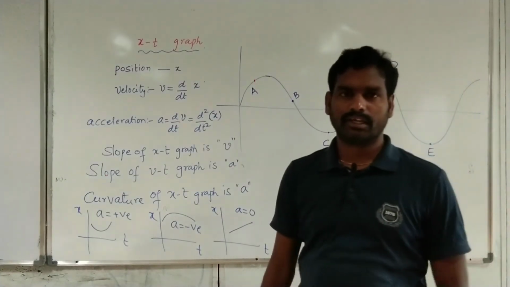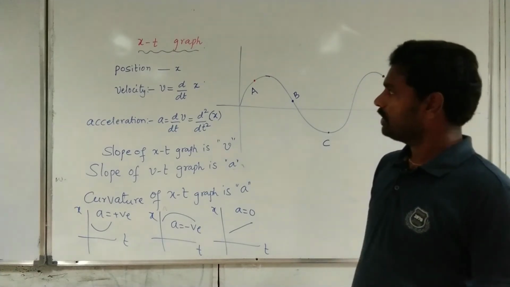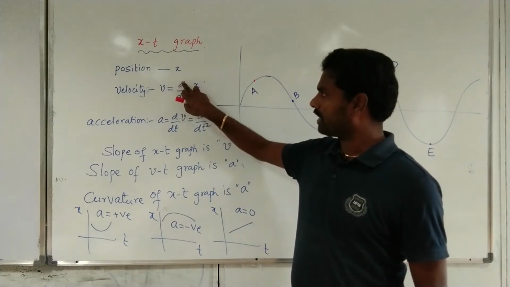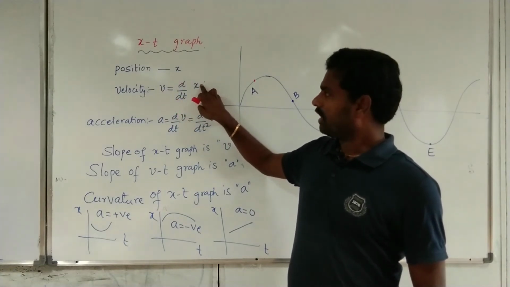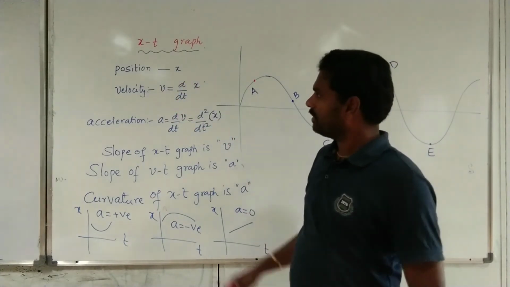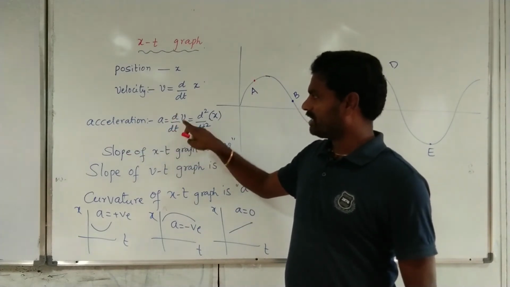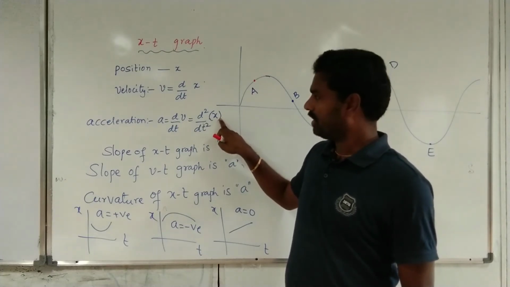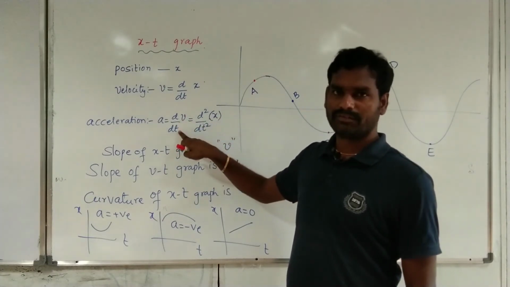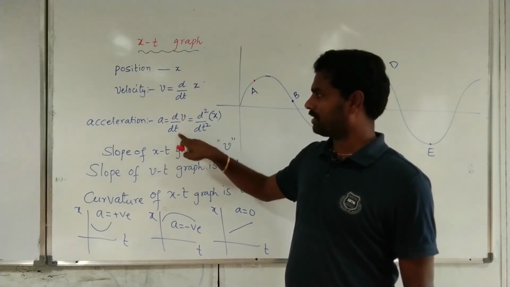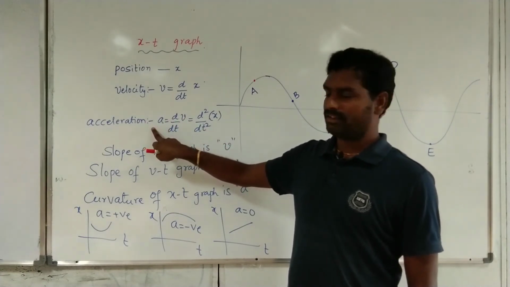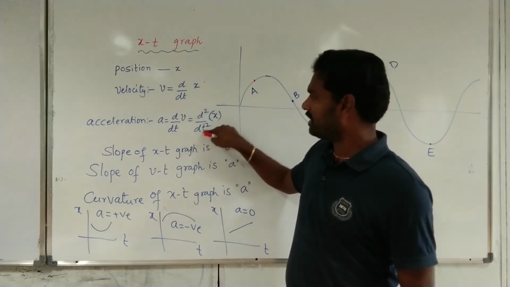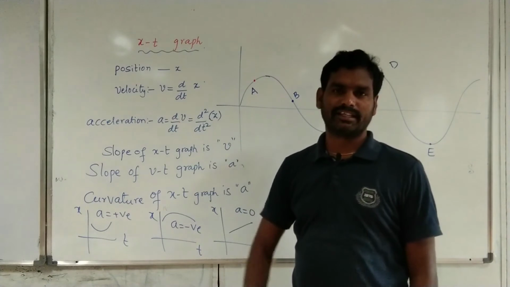Right, students, here we are going to give the final conclusions. We know already position is indicated with x, velocity v is the rate of change of position, or the slope of the x-t graph, and acceleration is the rate of change of velocity, or the curvature of position. If we take the velocity versus time graph, its slope is nothing but acceleration. But if we take the x-t graph, the curvature is nothing but acceleration.